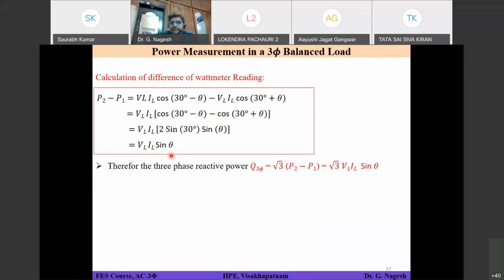So what I'm trying to say is, using the two wattmeter method, you can find the total real power consumed by the load, the total reactive power consumed by the load, and if your load is balanced, you can find the power factor angle also. All these three things we can calculate using the two wattmeter method. Let's see one problem based on this power measurement. I will ask you one more question.